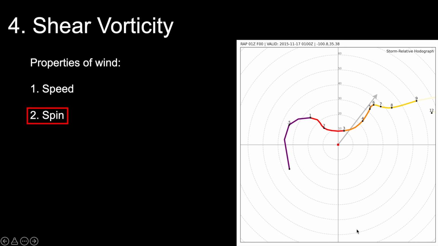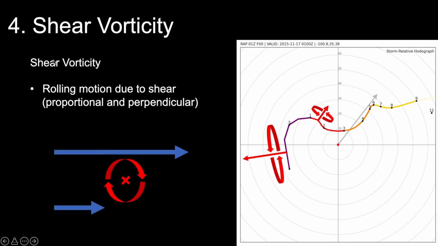But the second component then of our storm relative wind is its spin. And so this is a product of shear vorticity. What happens here is we have a rolling motion in the atmosphere due to our shear, and it's going to be proportional to the strength of the shear. So when we have a much stronger shear vector here, like we do in the low levels, we have a longer vorticity vector. We have more vorticity. And then when we have weaker shear, like between 1 and 2 kilometers, we have a much smaller vorticity vector because we just have less vorticity. We have less of this rolling motion.